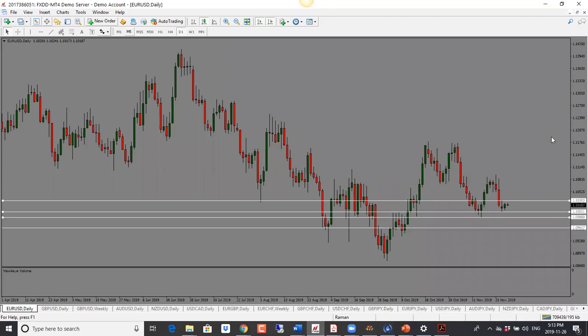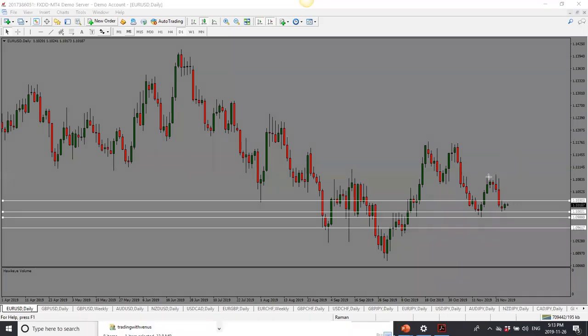We'll start off with euro dollar here. With the euro dollar, what we have seen here is a drop. So we saw this drop here. Now price has pulled back, but it's still holding below this 1.1030 level. So as long as it stays below that level, we could see follow through here, and we could see a further move, a continuation move to the downside. So keep that in mind here.